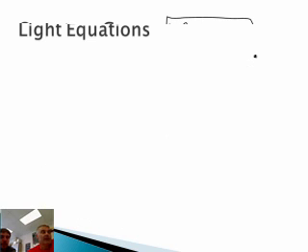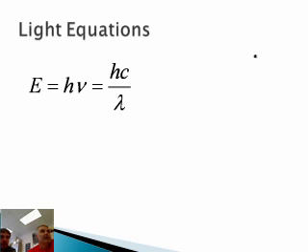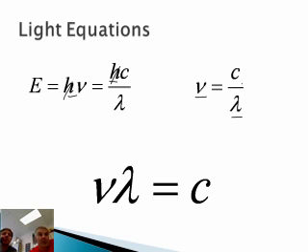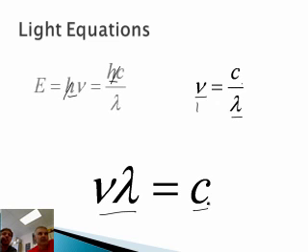Okay, so with the light equations, we can also resolve. The H's are here and here, and they will cancel. And so you can say that nu is equal to C over lambda. Or if you cross multiply, nu times lambda is equal to C. So there are lots of ways to do this because you're going to be asked to solve for each of them a little bit differently.